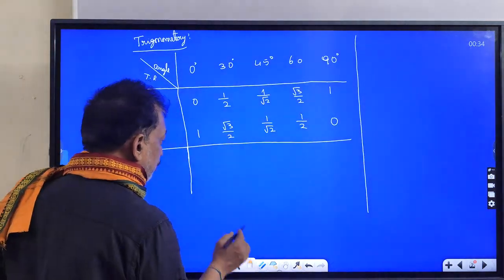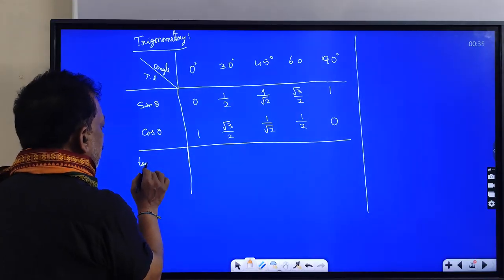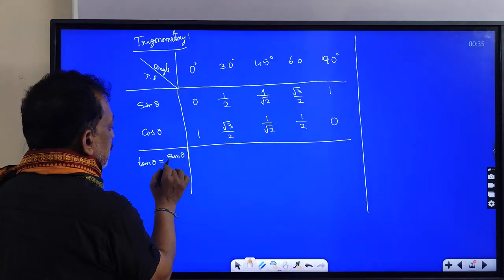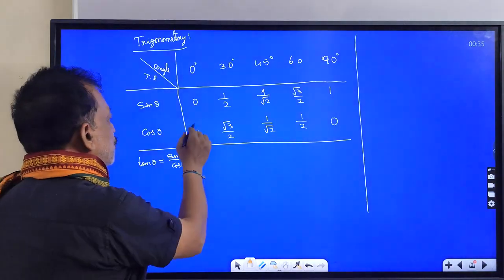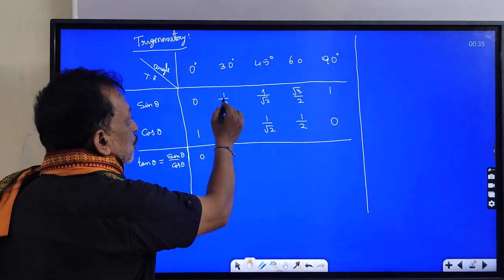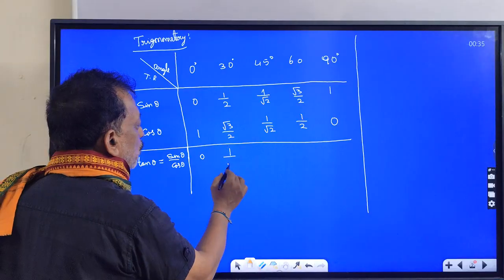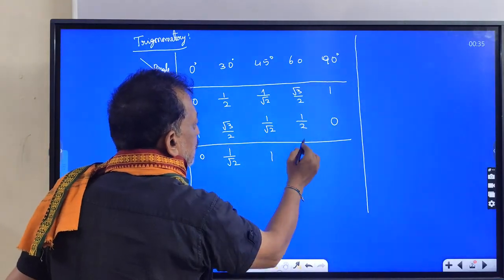Now, you want to find tan. Tan theta is nothing but sin theta by cos theta. So for 0 degrees that is 0 by 1, and 0 by anything is 0. Then for 30 degrees, 1 by 2 divided by root 3 by 2, simplify yourself, the 2 cancels, that is 1 by root 3.